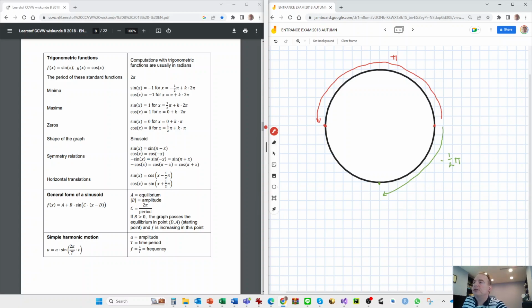Now for the zeros of these, you can see that there are actually two zeros for each of sine and cosine. So let me look at the cosine. When is the cosine zero? Well, cosine is the projection on the x-axis, so the zeros are here, and that's a rotation here of half pi.